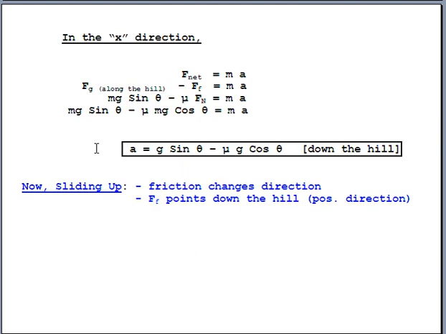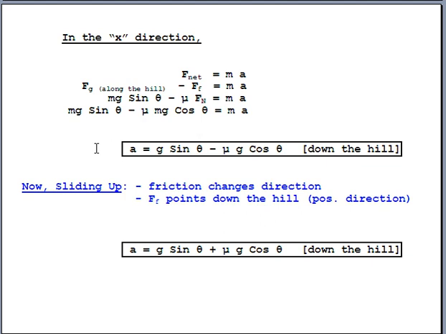So let's make life simple. Let's just put some notes in here instead of redrawing the whole thing. If you're sliding up the hill, the friction force changes direction. And so now the friction force points down the hill in the direction that we've called positive. And so when you go through all that F net equals ma again, you end up with this: g sin theta plus mu g cos theta. That will definitely be a positive value because you're adding two positive things together. And it will tell you about the acceleration value down the hill that you have to try to bring this thing to a stop while it slides up the hill. So the velocity is up the hill, but the acceleration will be down the hill, bringing it to a stop.